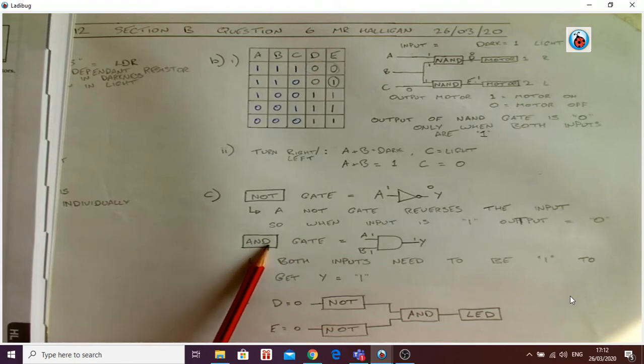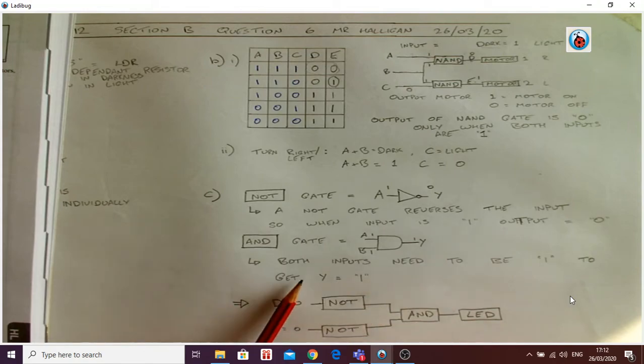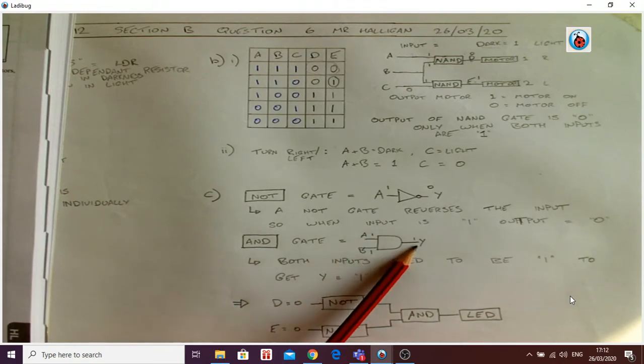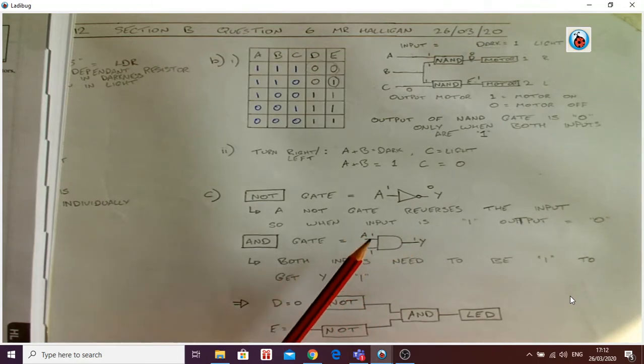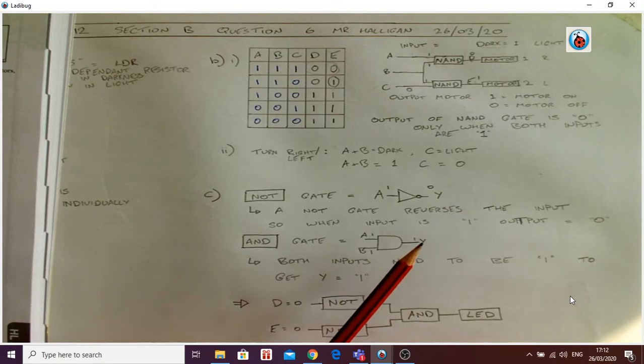An AND gate needs both inputs to be 1 to get Y, so the output equal to a 1. That's the symbol again. So both of these need to be 1 to get a 1. If you have 1 and 1, you get 1. If you have 1 and 0, you get 0. If you have 0 and 1, you get 0. If you have 0 and 0, you get 0.